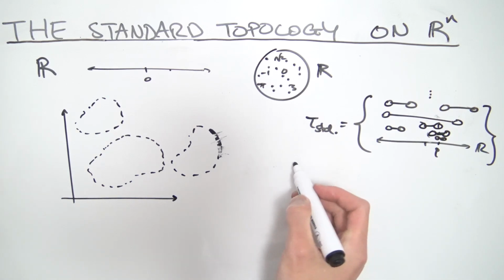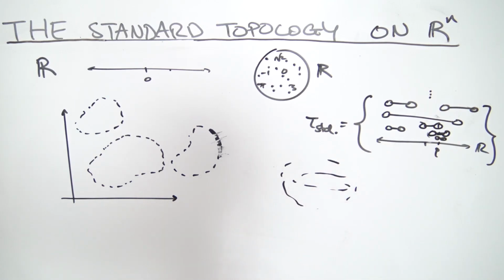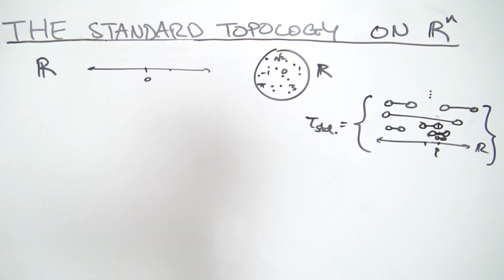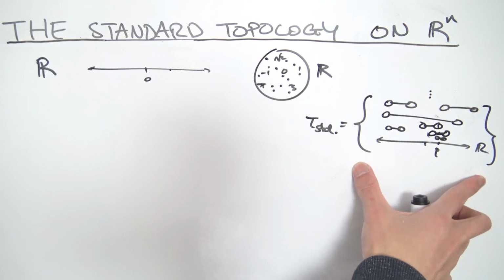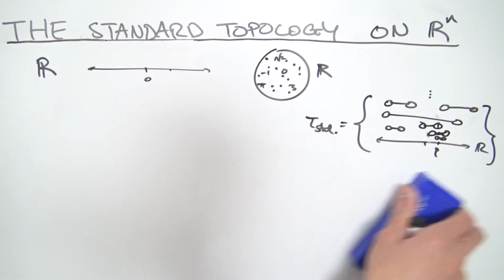And yeah, in R3 it would look like a bit of a blob over here, kind of some volume shape. And yeah, you can't really visualize that in R4 and beyond. So this is basically what the standard topology is. So the question is now, how do we actually construct the standard topology? This is just our rough idea of what it is. How do we construct it rigorously?